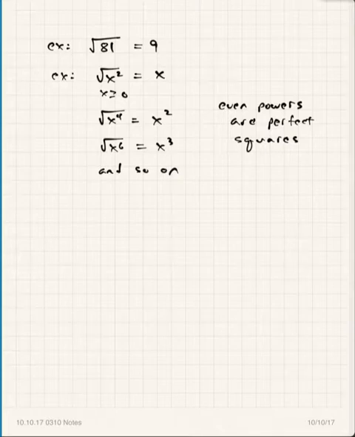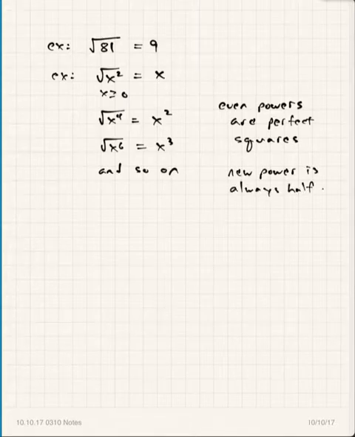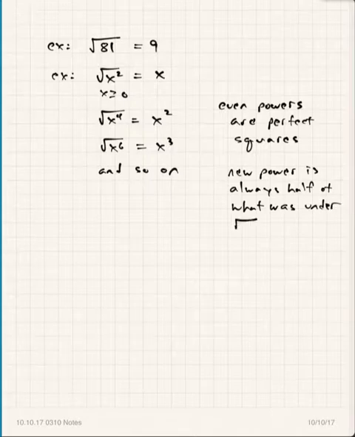And the other thing is, what is the new power? The new power is always half of the old power, right? So the new power is always half of what was under the radical, under the square root symbol, okay? All right, so then we started putting those kinds of things together.